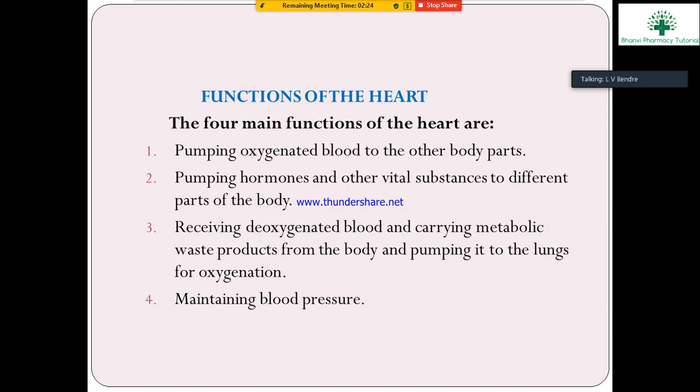Next, what is the function of the heart? Anyone? What are the functions of the heart?